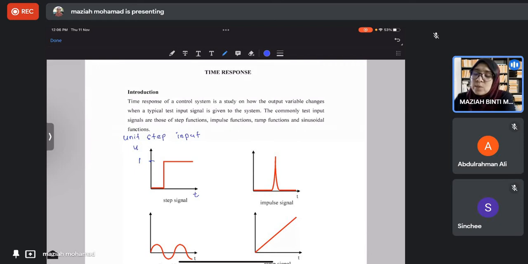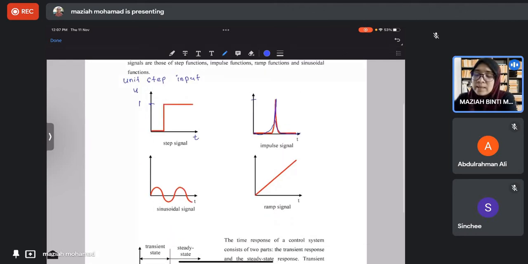Right, and the second one is impulse signal. Impulse signal is when the input is applied and then straight away goes back to 0. Only one time. So you only apply it one time, and then it goes straight to 0. Like you just knock briefly, just once. Knock and release. So that is an example of an impulse signal.